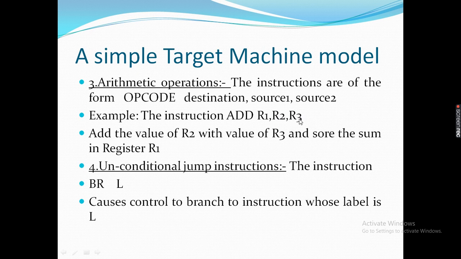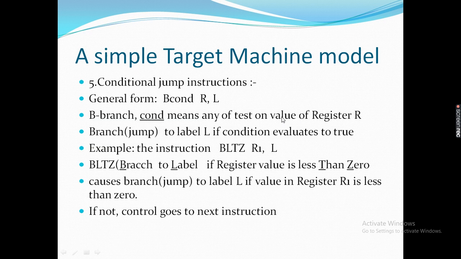R2, comma A. Suppose A is there. R2, the first operand, is a register, and the second operand is a memory location. Suppose the instruction is ADD R1, R2, A: the first operand is a register and the second operand is a memory location, like that. So here all the operands are registers.